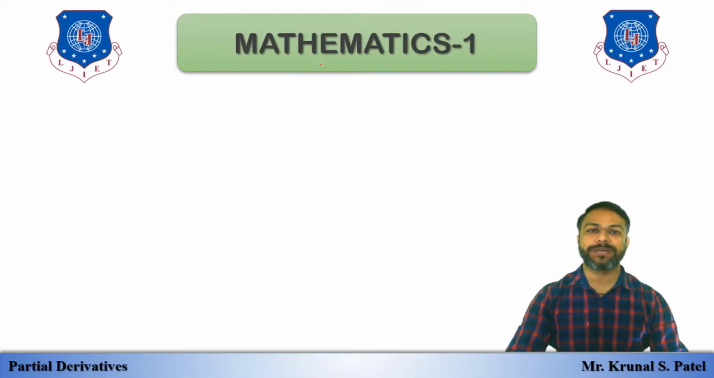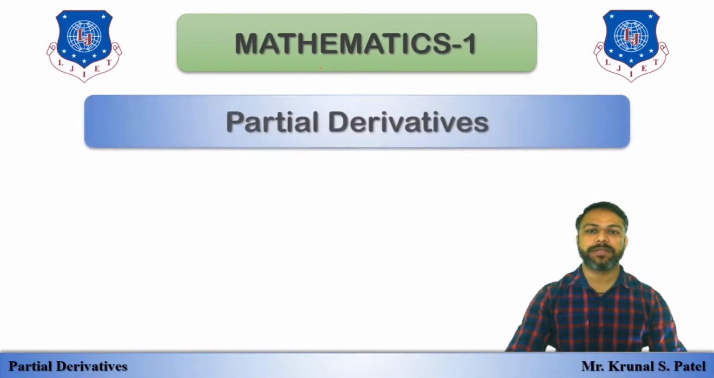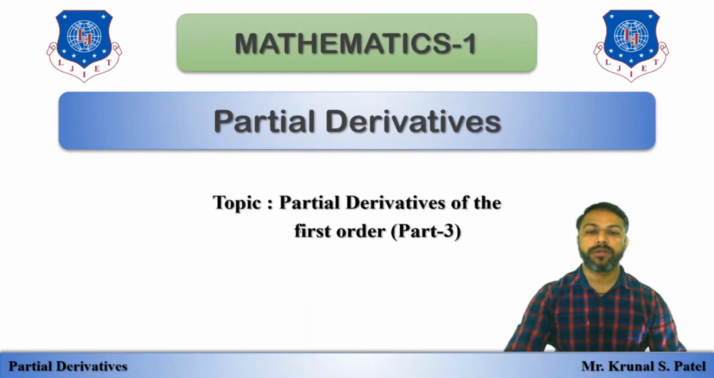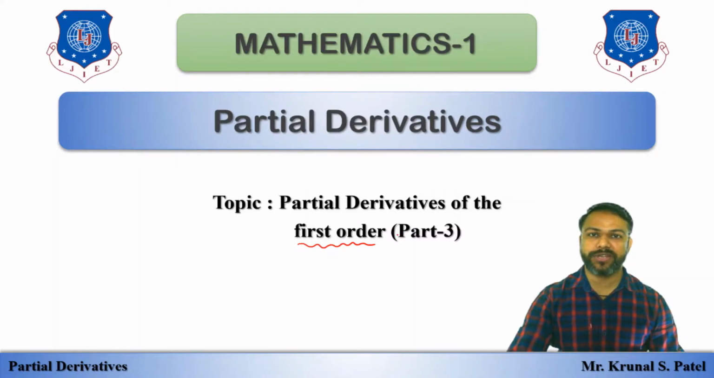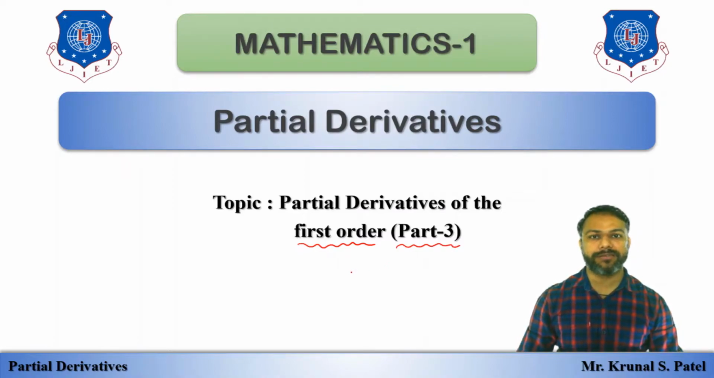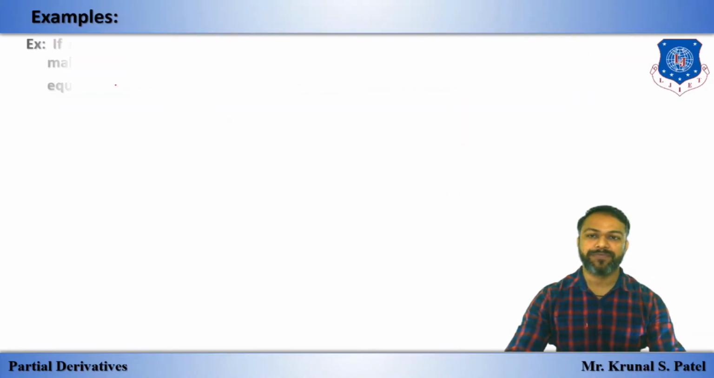Let's start with the course Mathematics 1 and the same chapter, partial derivatives, and today's topic is partial derivative of first order, which we have already seen in the previous two lectures. But in the previous two lectures we saw the formal definition and only simple examples of first order partial derivatives. In this lecture, part 3, we will see first order partial derivatives as well, but some examples a little bit harder than the previous lecture. Okay, so let's start with the first example.